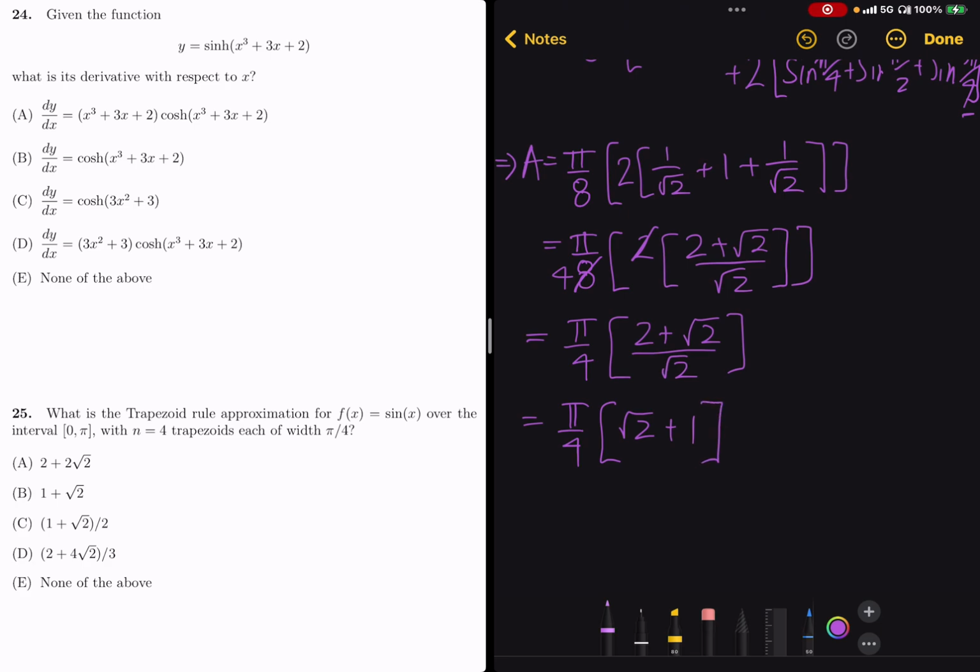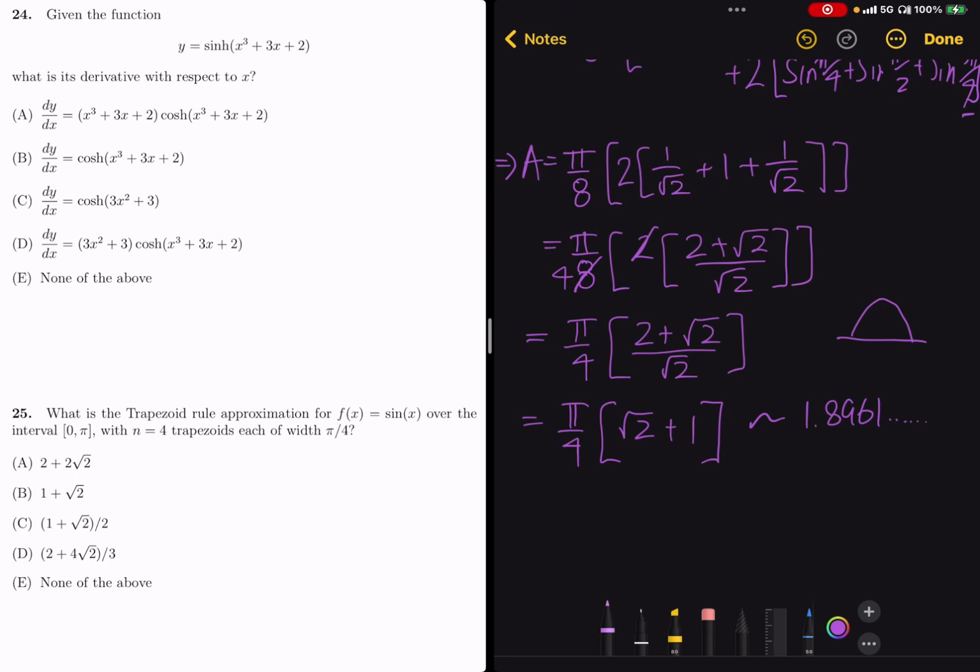And so now we can numerically approximate this. So let's see what our calculator gives us here. So we have pi on 4 multiplied by the square root of 2 plus 1. So this gives me 1.8961 dot dot dot. And we know that this is the area under a part of the sine curve approximately.